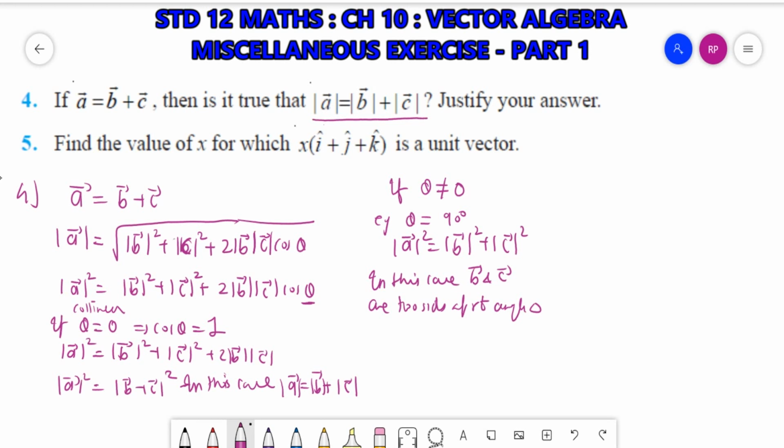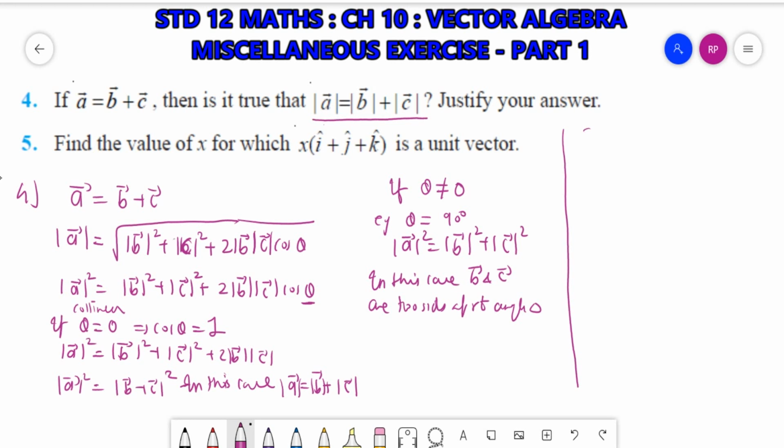So it's not true that in every case A equal to B plus C, vector equal to vector B plus C, implies magnitude of vector A equal to magnitude of B plus magnitude of C. And in any other case, theta not equal to 0, like 30 degree, 40 degree, 50 degree, it will never be equal, like modulus of A equal to modulus of B plus modulus of C. Clear? This was about question 4.